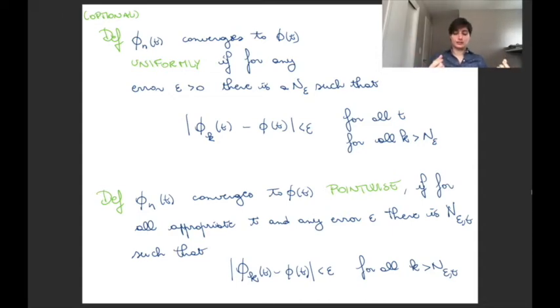you fix an epsilon, and for any combination of t and epsilon, there is a value n such that phi k computed at t minus phi computed at t is smaller than epsilon for all values of k bigger than the n epsilon t. Why is it different from the uniform convergence? It's different because here you might have to wait more iterations of your sequence depending on where you are in the interval.